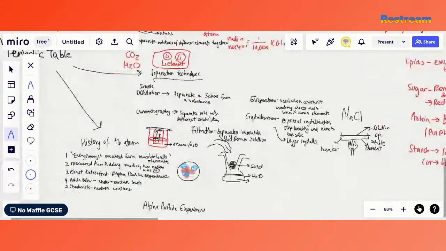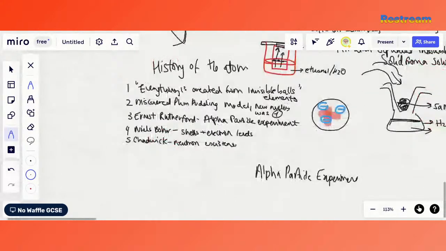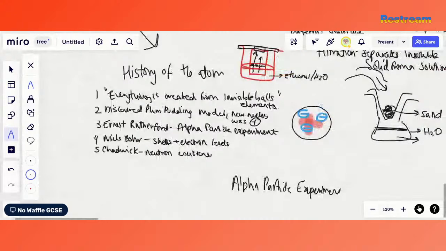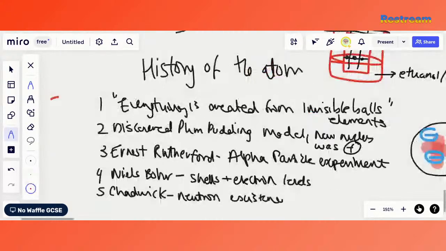Now it's important to look at the history of the atom. So the history of the atom starts in the early 1800s. The first thing that was discovered was by John Dalton. So we've got John Dalton. And John Dalton said that everything is created by invisible little balls, solid spheres that make everything and define everything.